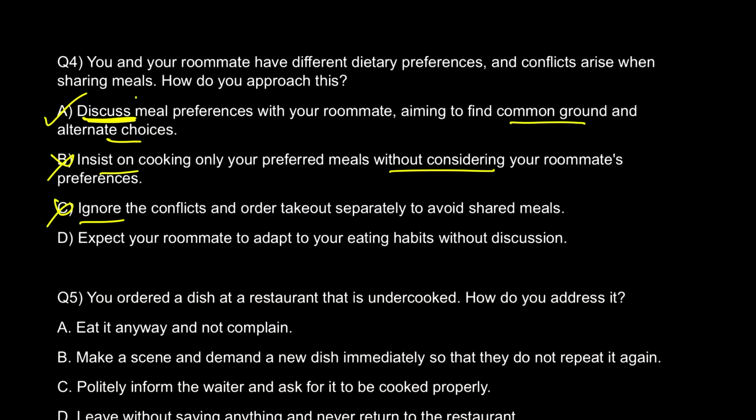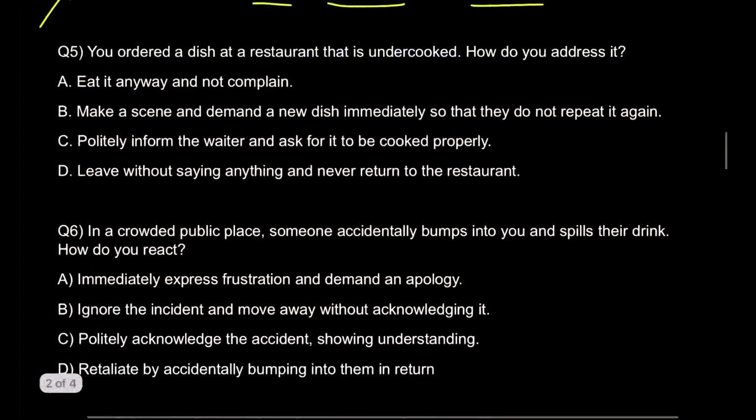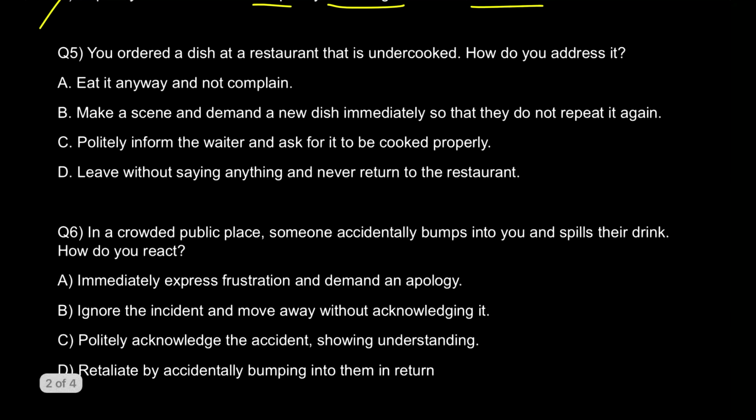Ignore, eliminate. Expect your roommate to adapt to your eating habits without discussion. Oh, come on. That's impractical as well. Coming to number 5, you ordered a dish at a restaurant and that is undercooked. So how would you address it?